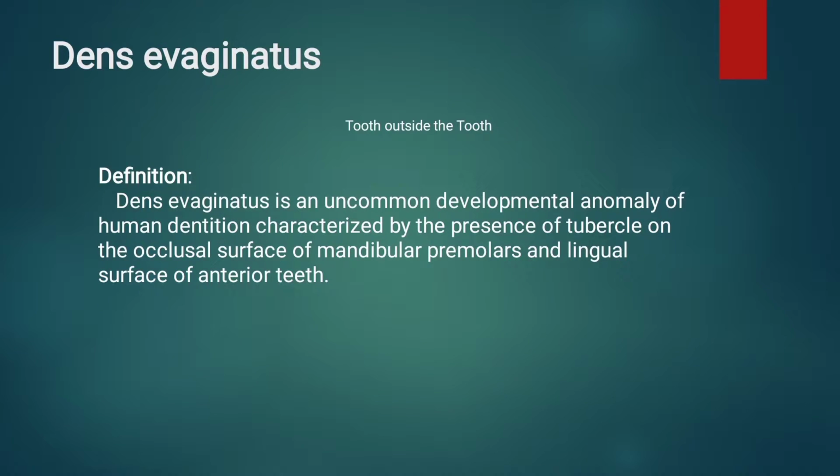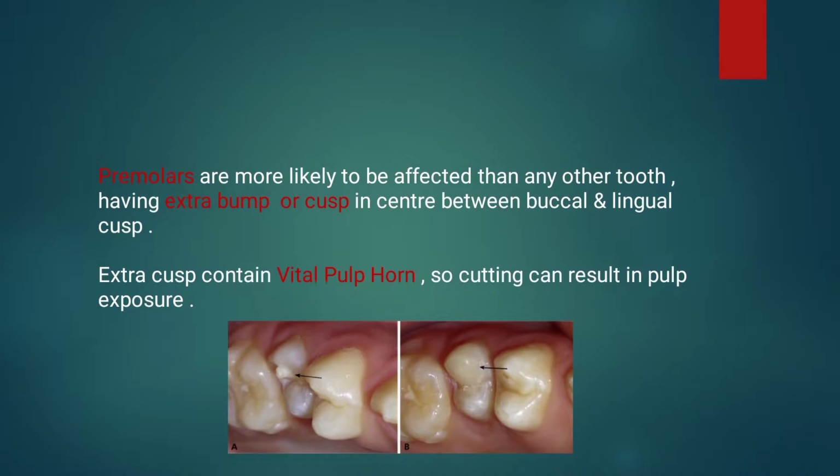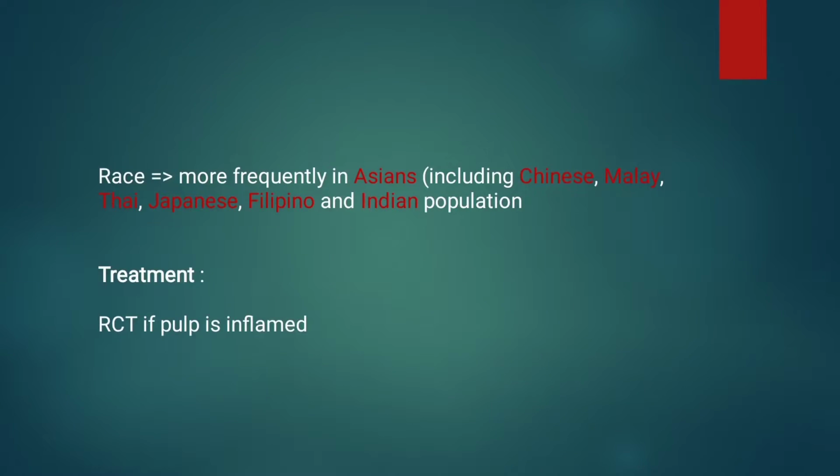Dens evaginatus, also called the tooth outside the tooth, is an uncommon developmental anomaly of the human dentition characterized by the presence of a tubercle on the occlusal surface of mandibular premolars or the lingual surface of the anterior teeth. Premolars are more likely to be affected than any other tooth. You can appreciate it here. There is an extra bump or cusp in the center between the buccal and the lingual cusp. The extra cusp contains a vital pulp horn, so cutting can result in pulp exposure.